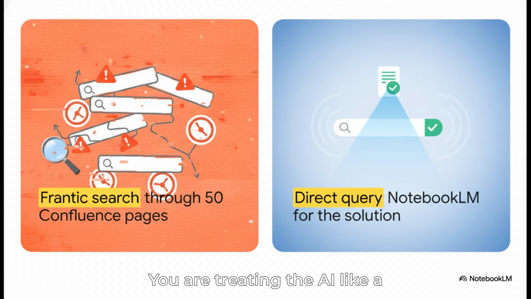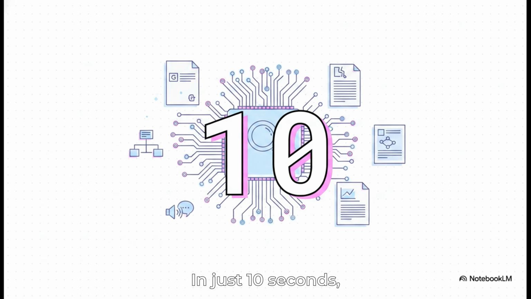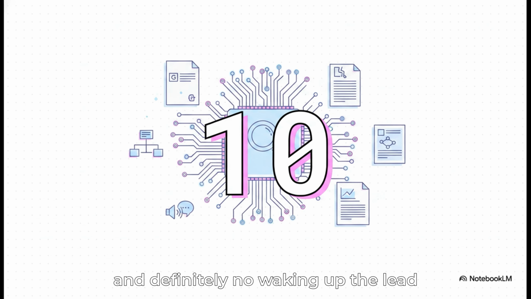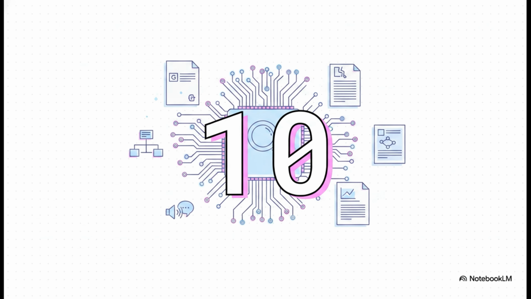You are treating the AI like a seasoned senior engineer who has perfectly memorized every single document your team has ever written. In just 10 seconds, our panicked new engineer gets the exact cited answer needed to resolve that critical P1 alert. There's no guessing, no scrolling, and definitely no waking up the lead engineer in a panic. Just a direct, frictionless path to resolution.